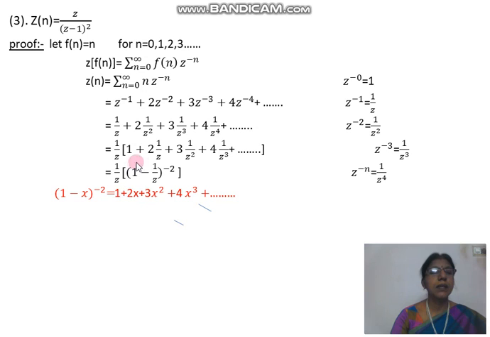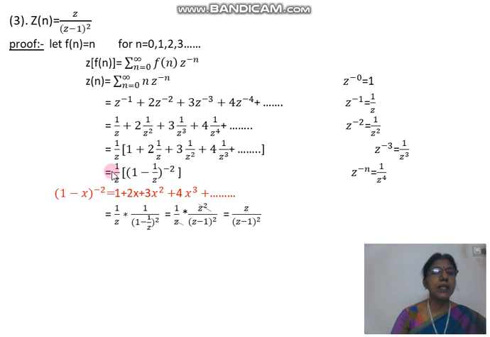1 plus 2 into 1 by z, so in place of x we have 1 by z, plus 3 into x square, which here is 1 by z whole square, plus 4 into x cube, which here is 1 by z whole cube. So in place of x in this formula we have 1 by z. Now this sum can be written as 1 minus x power minus 2, so this sum can be written as 1 minus 1 by z power minus 2, by using this formula.